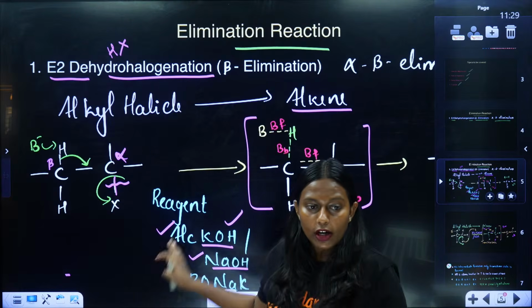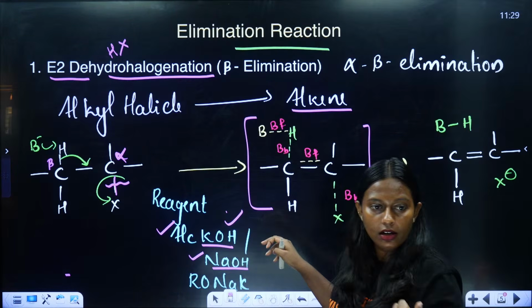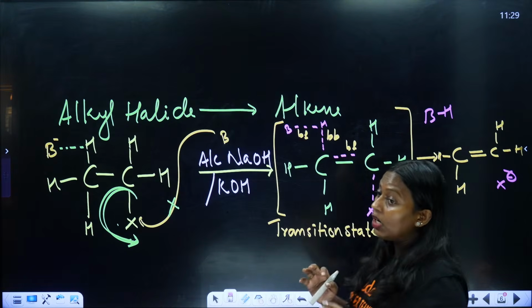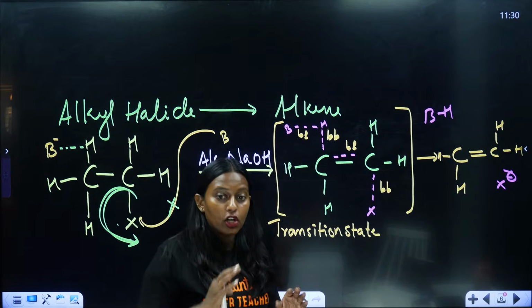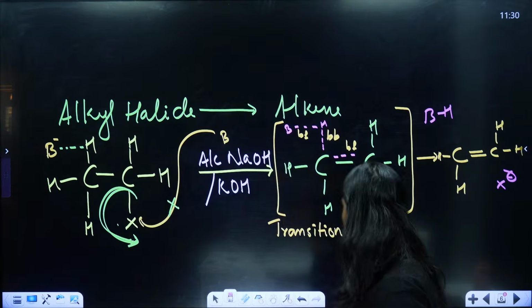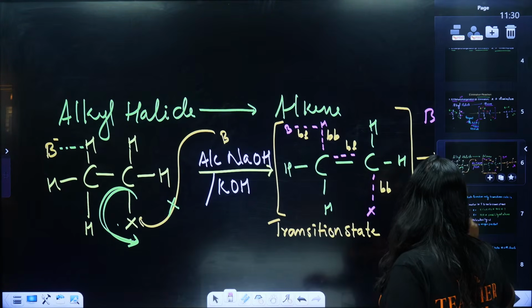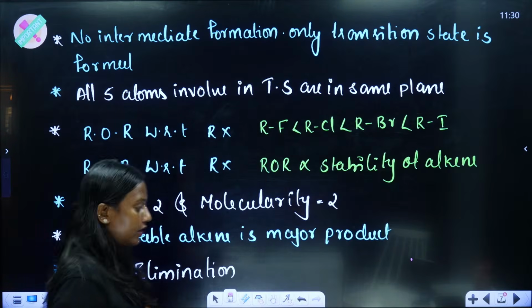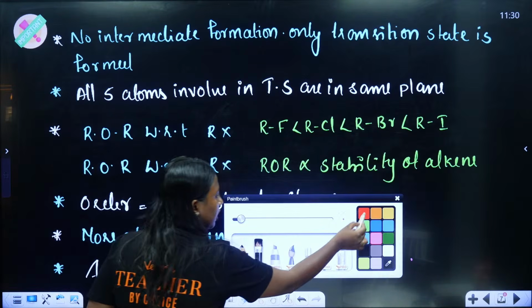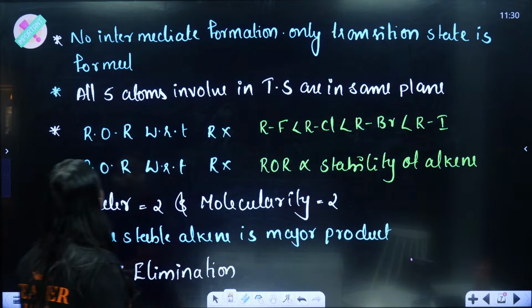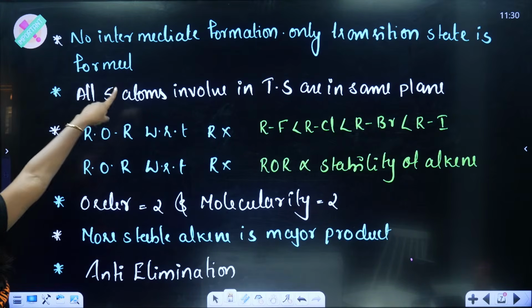Okay, so I hope it's clear. Ramesh, clear? So when you consider the mechanism, there are important points you should remember. So here is the first point. Which color should I take? Yellow. So: no intermediate formation.